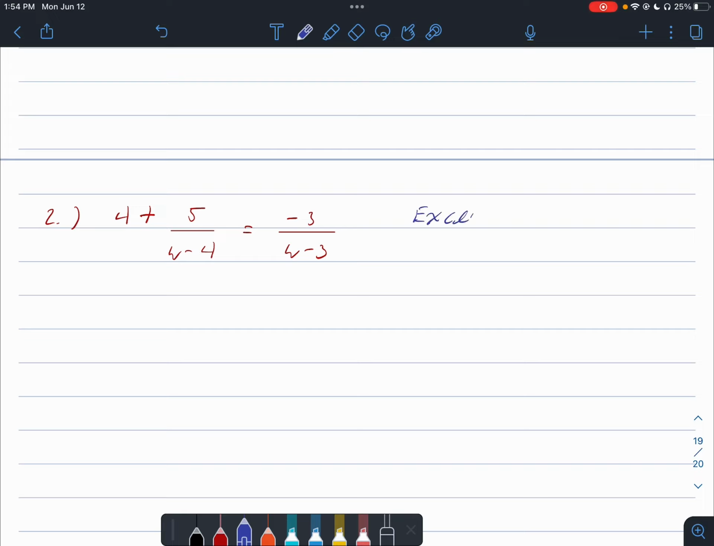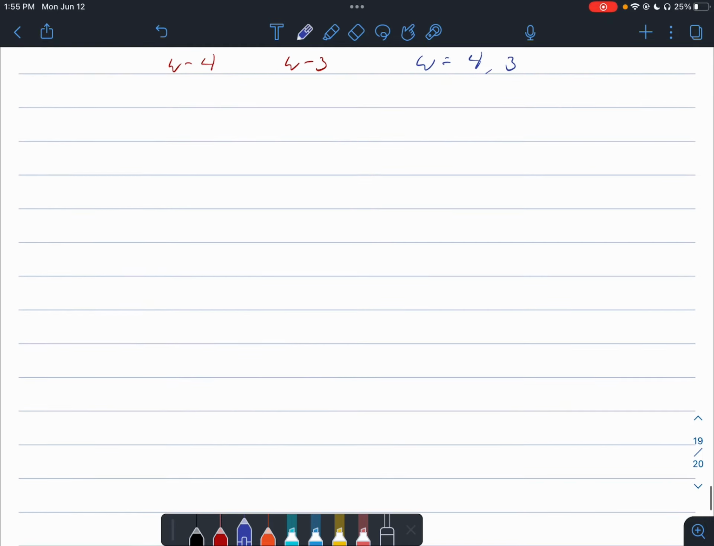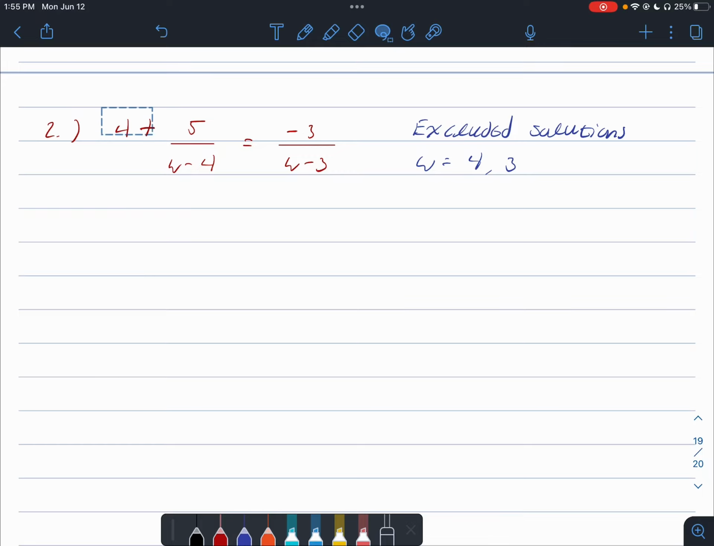Excluded. Okay. So we know that w minus 4 can't be 0. So that means w cannot be equal to 4, because if we have 4 minus 4, that'd be 0. And then w minus 3 also can't be equal to 0. So that means that w equals 3 cannot be a solution as well. Okay, so if we work this whole thing out and we get to one of these is 4 or 3, then we know that we have a problem, because that has to be an excluded solution. Okay, so let's go ahead and copy this so we can manipulate it as needed.